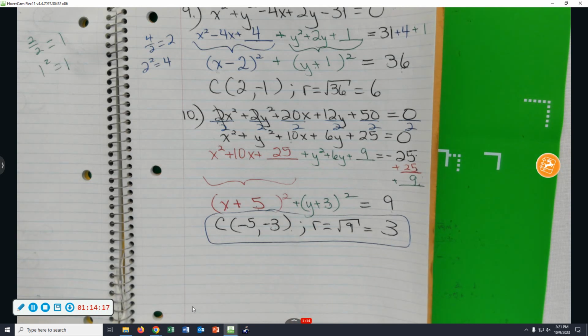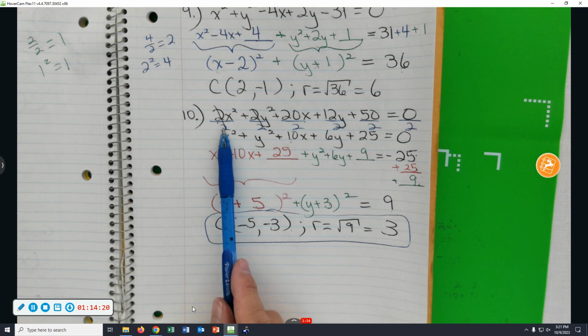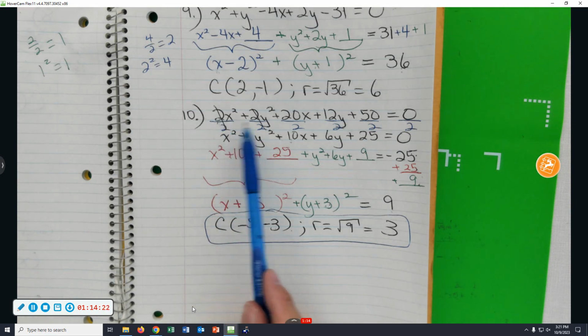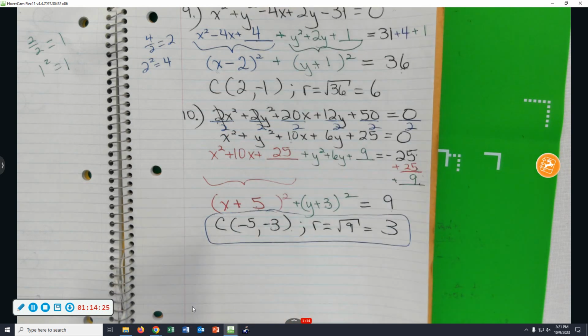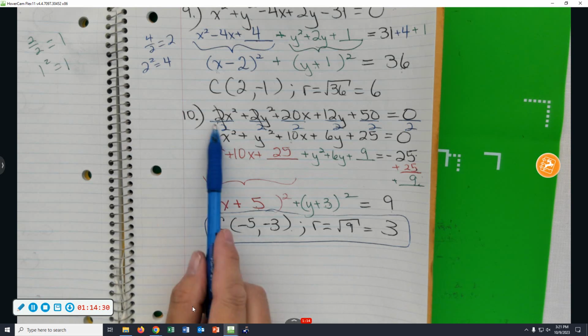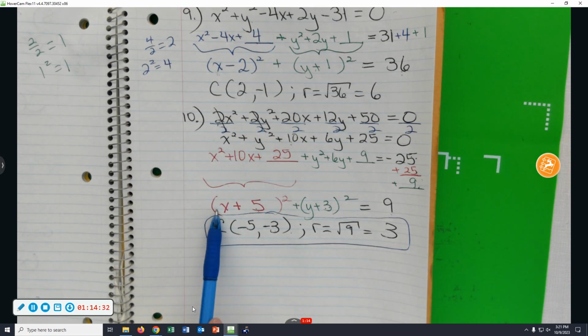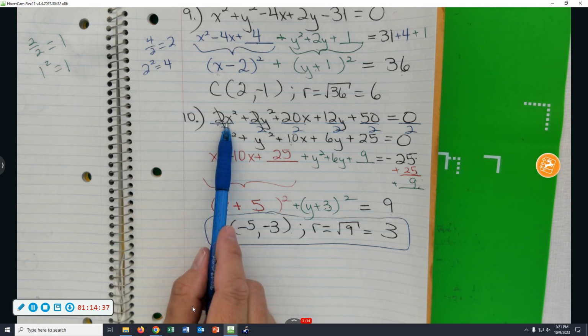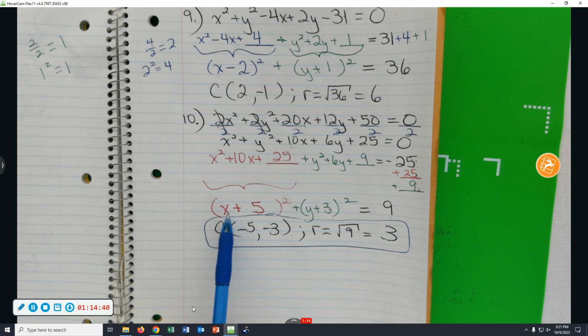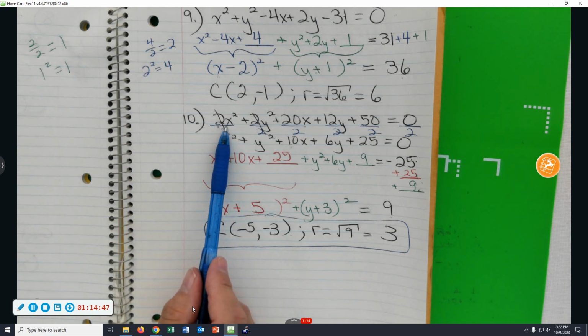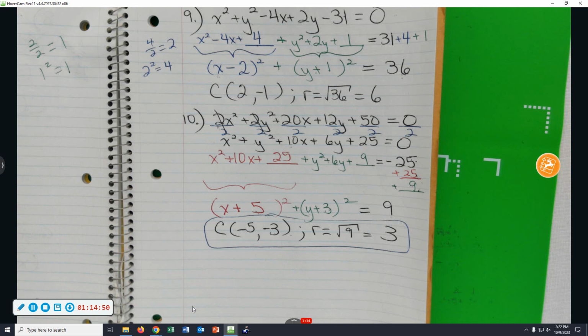If your equation has a leading coefficient other than 1, you're going to have to divide through by that before you do anything else. Why? Because if you have a 2 there, that means this thing right here should have some number other than just a 1. Because x times x isn't going to give you a 2x squared. It's going to give you just an x squared. In center radius form, the coefficient for x is 1. That means the coefficient for x squared in expanded form needs to be a 1. So -5, -3, radius of 3.